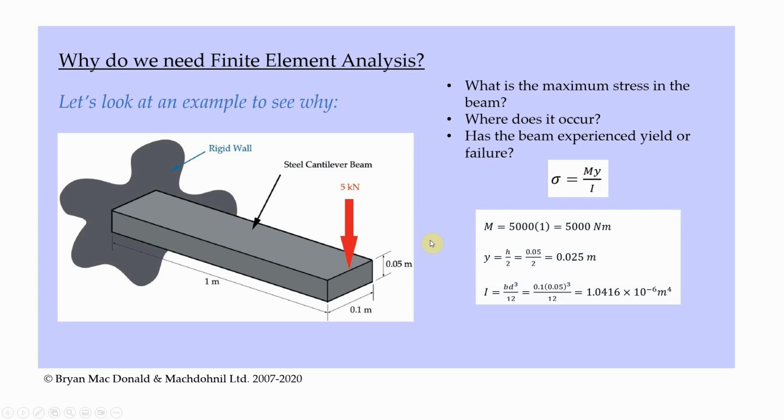So for the bending moment to be maximum, it's going to be at the greatest distance from where the load is applied. So remember, moment is force times distance. So the maximum bending moment will occur at the root of the beam here, which is furthest away from the load application.